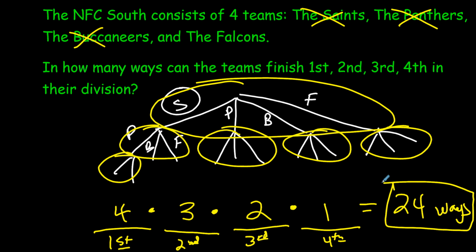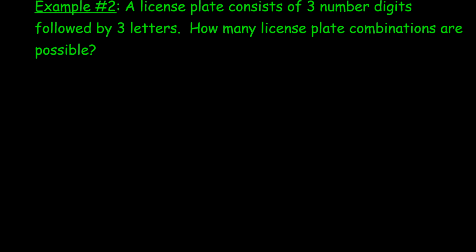All right, so this could have been done in a tree diagram. It would have been just fine. You saw that I was basically halfway done making the tree diagram. But there are going to be problems where this is not a very good option. And so this one says a license plate consists of 3 number digits followed by 3 letters. How many license plate combinations are possible?